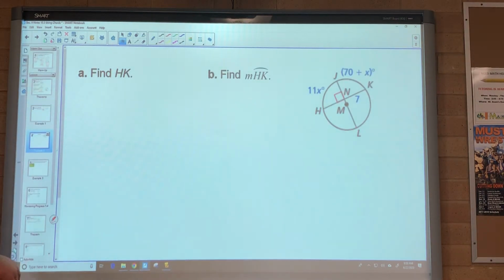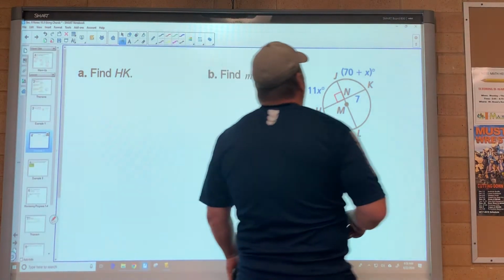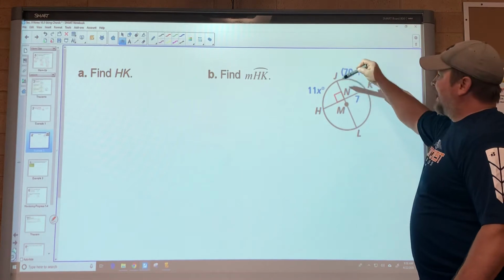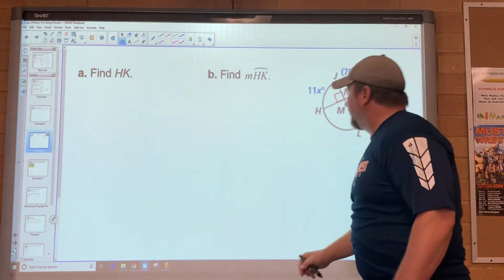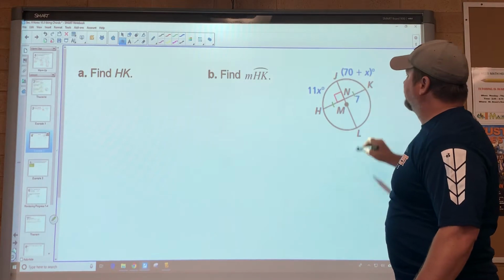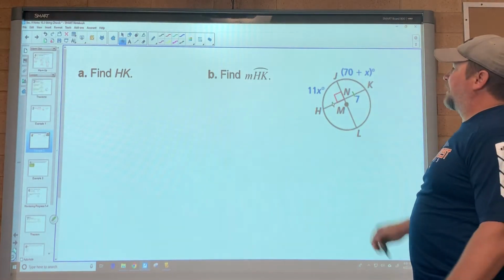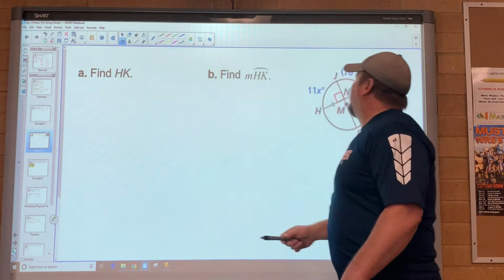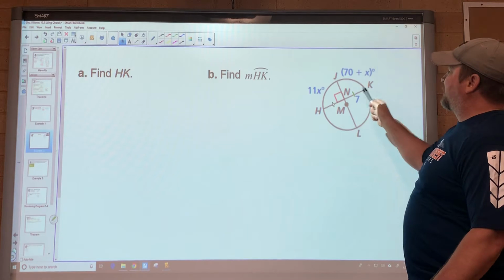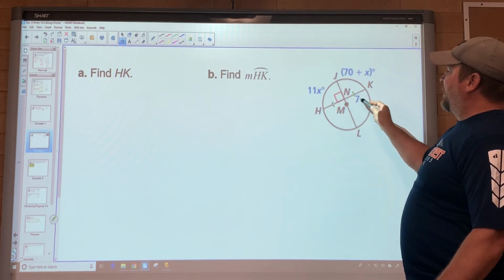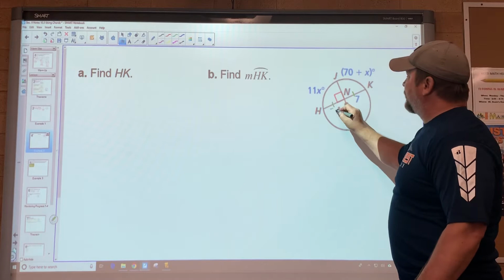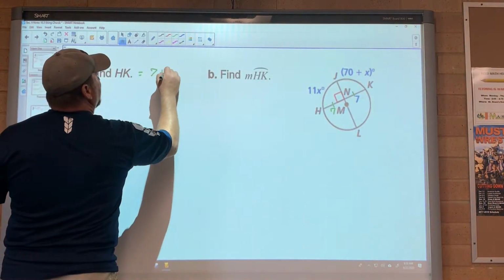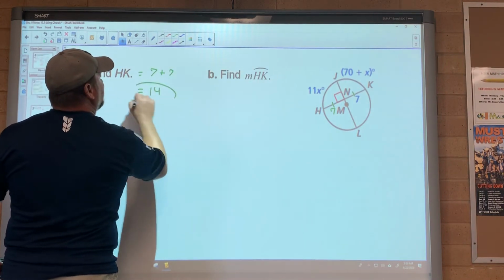All right, here's the next one. Let's see what we've got. What we have right here is a diameter hitting a chord. That tells me that my chord got cut in half. That's what our theorem said just a second ago. With that being true, they want us to find HK. HK is the total distance of the chord. And if part of it from N to K is 7, then this would be 7, and 7 plus 7 would be 14. Our answer for that one.